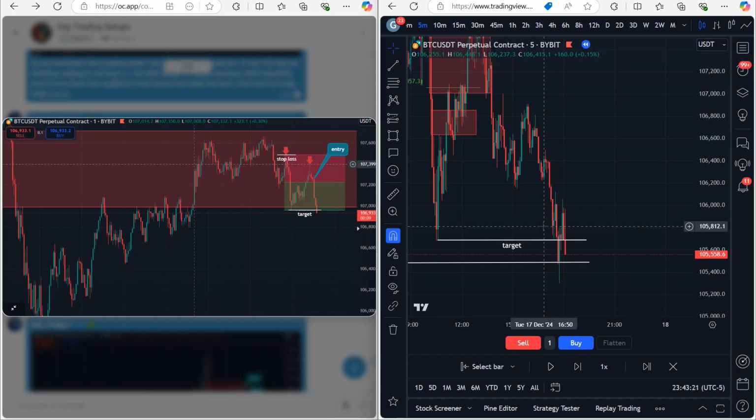So you could be risking, I don't know, 1 or 2% of your stack and be making 10-20% of your stack. So that's a 20 to 1 return on investment. It's crazy.